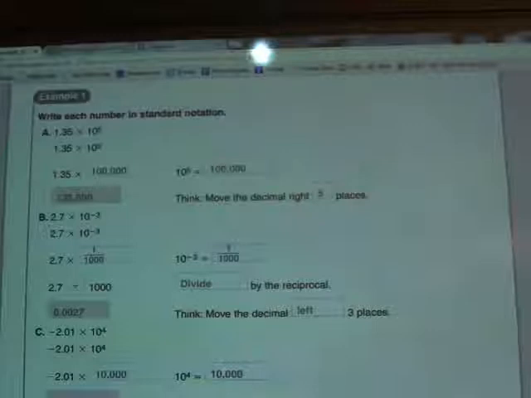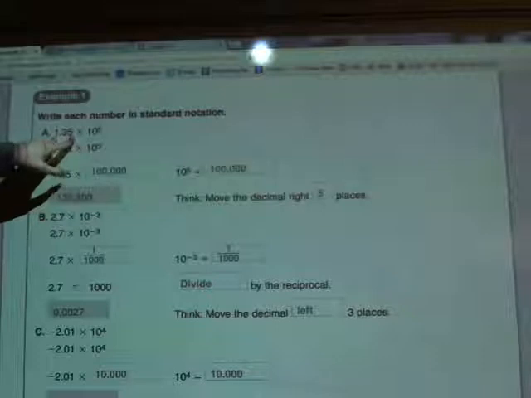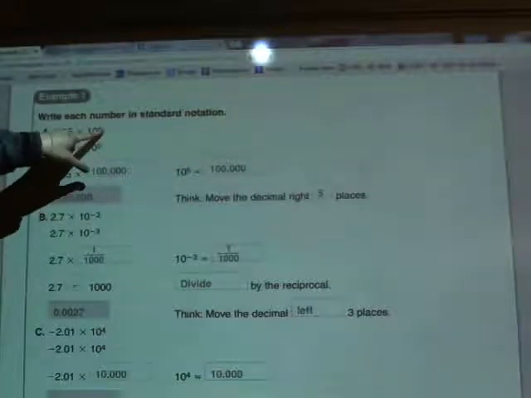Let's talk about the different components of scientific notation here. Scientific notation is always a multiplication problem, and the first part is always going to start off as something that's written between 1 and 10. So clearly 1.35 qualifies, that is between 1 and 10. Then it's always times 10 to the something.